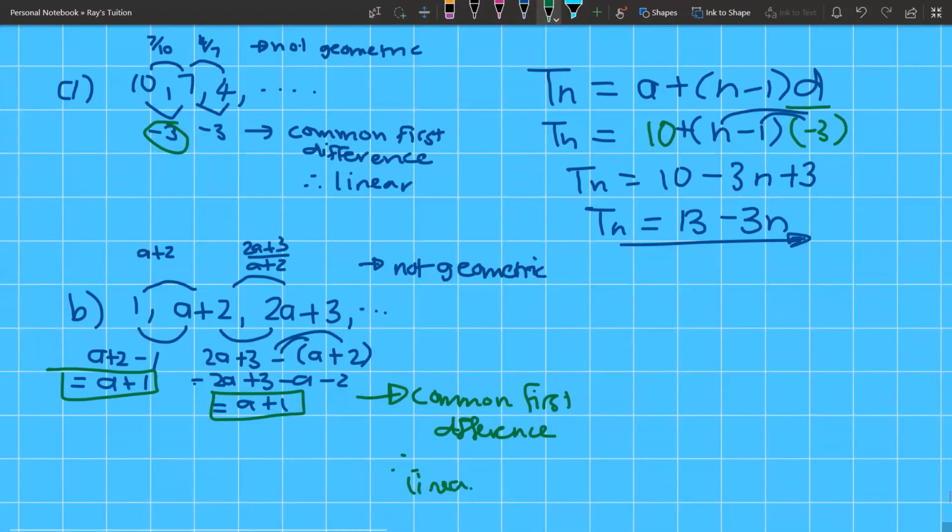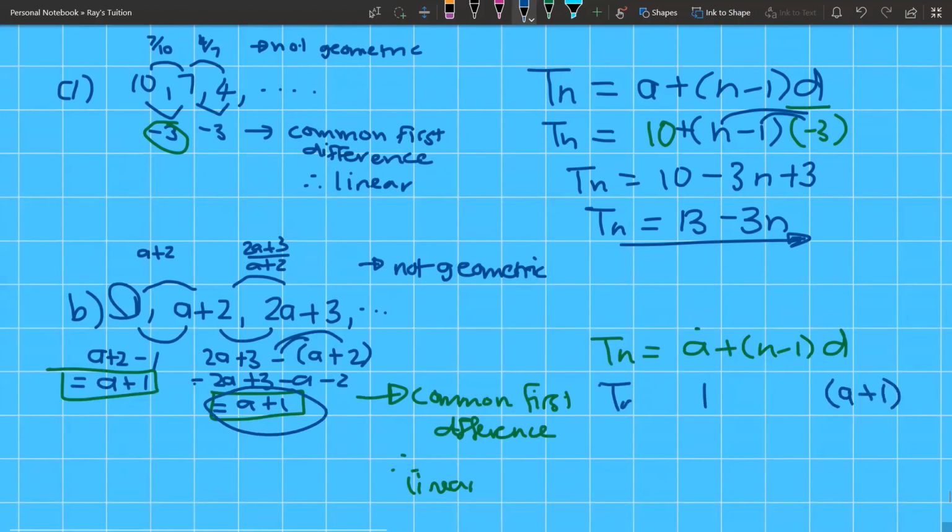So if it's linear, again, it follows the formula Tn is equal to a plus (n minus 1) times d, where a is the first term, so a is 1, and d is our common difference, so it is a plus 1.